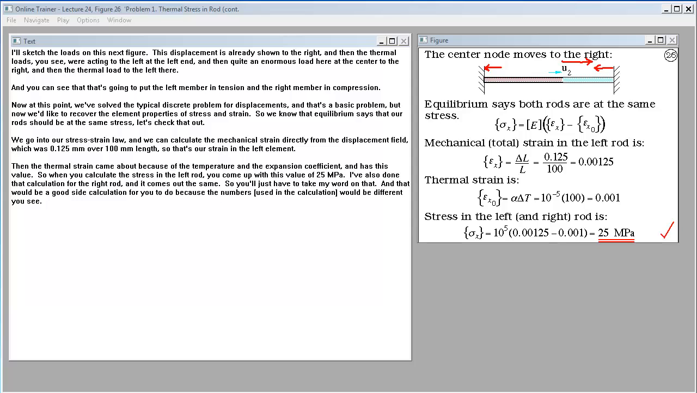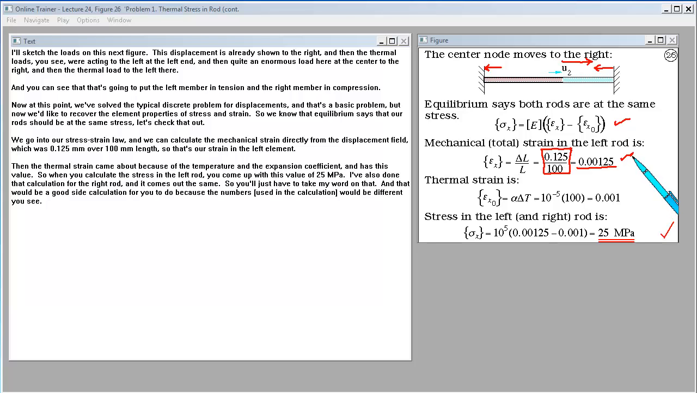Now, at this point, we've solved the typical discrete problem for displacements, and that's the basic problem. But now we'd like to recover the element properties of stress and strain. So we know that equilibrium says that our rod should be at the same stress. Let's check that out. We go into our stress-strain law, and we can calculate the mechanical strain directly from the displacement field, which was 0.125 millimeter over 100 millimeter length. So that's our strain in the left element.